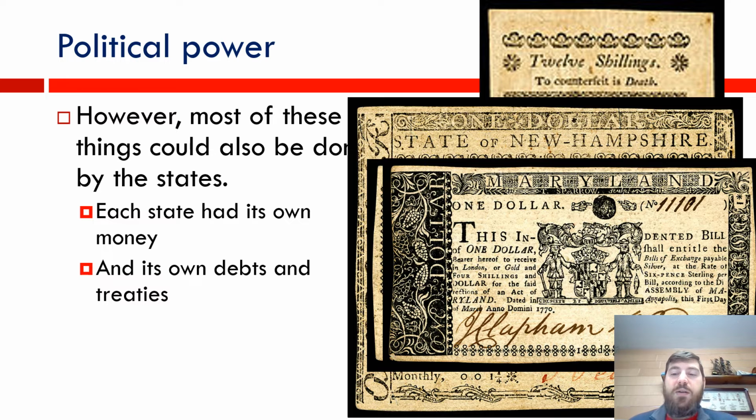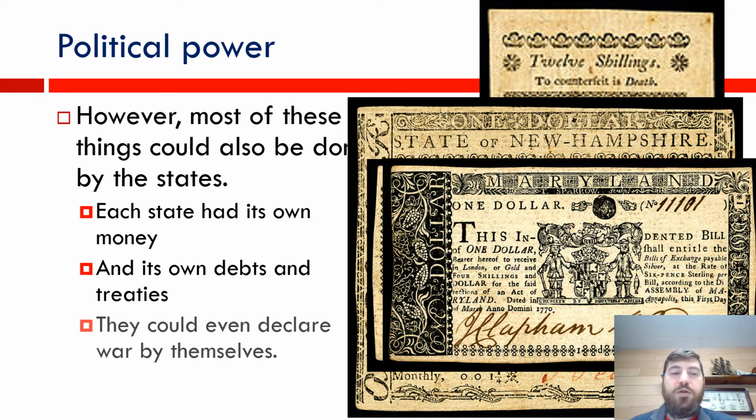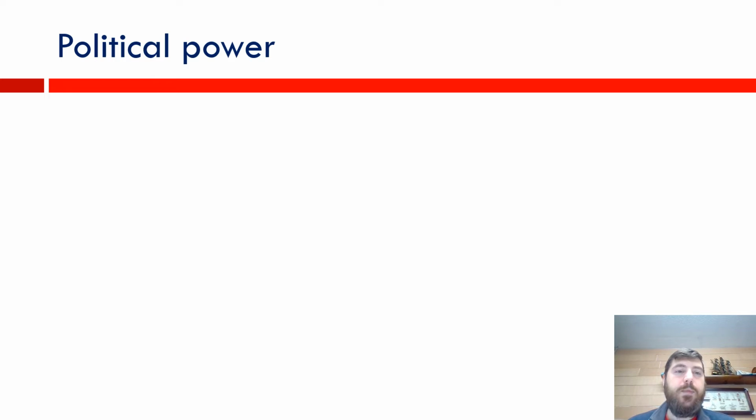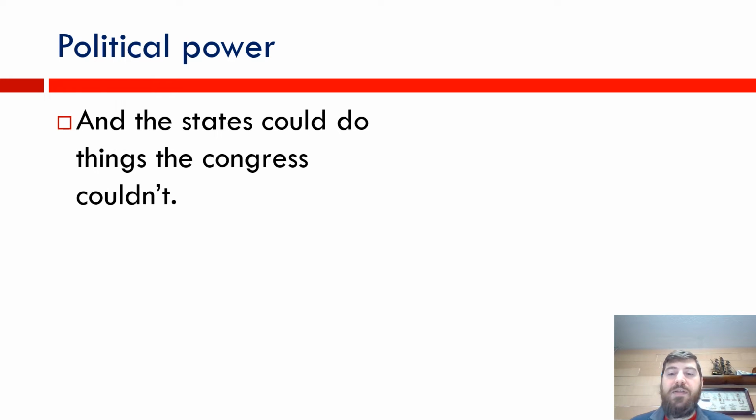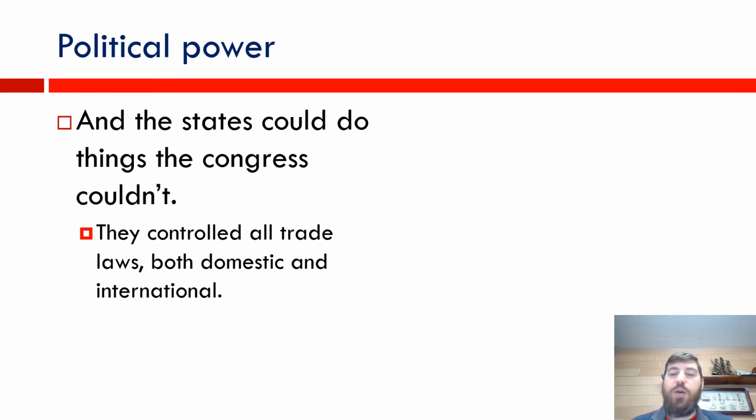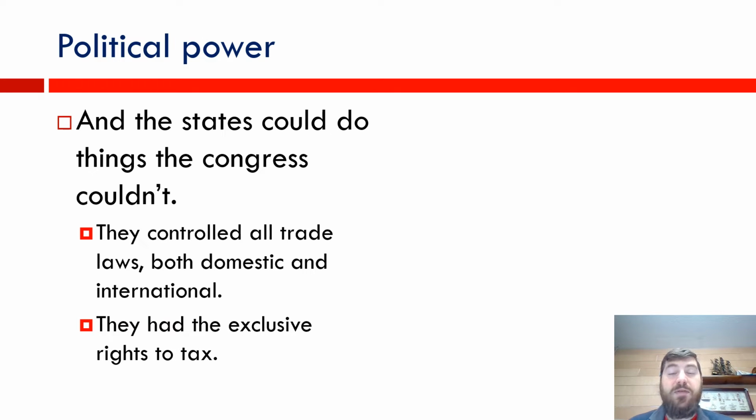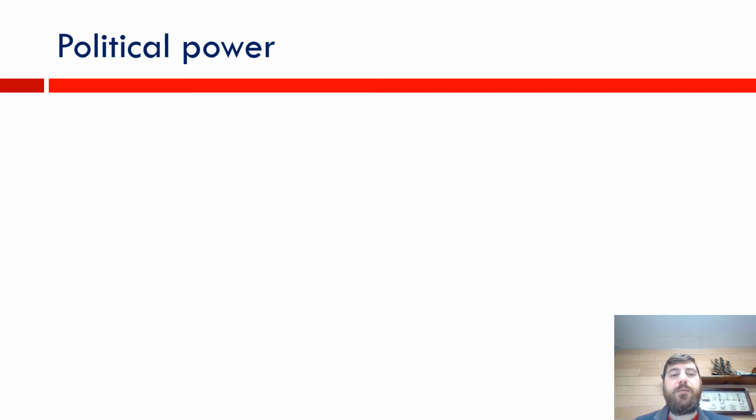Each state could make its own debt, go into debt, and make its own treaties. And a couple states even said we have the power to declare war by themselves. But of course, that never did happen. The states could do several things Congress could not. They controlled all trade laws, domestic and international, and they had the exclusive rights to tax. Only states were allowed to tax, not the central government, remember, because we're afraid of the central government.